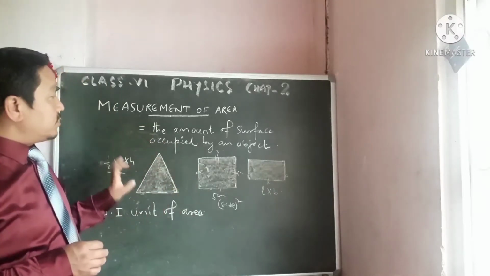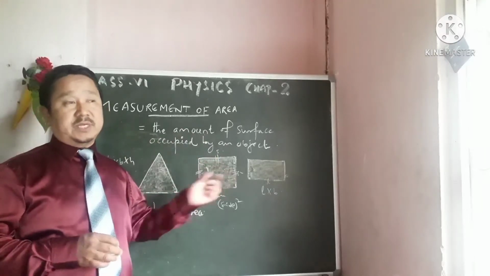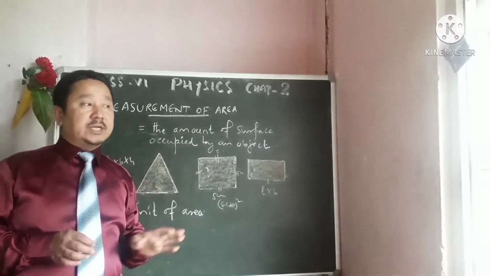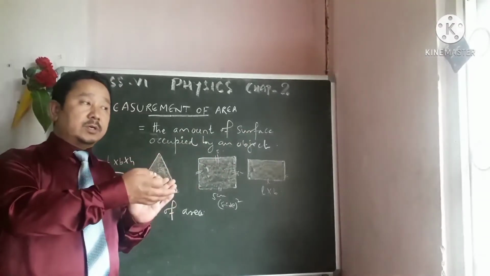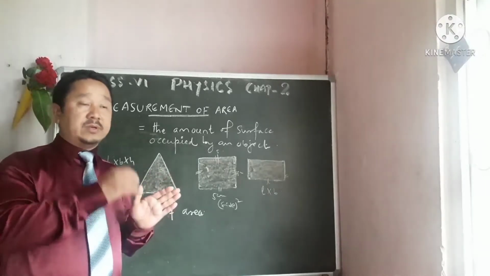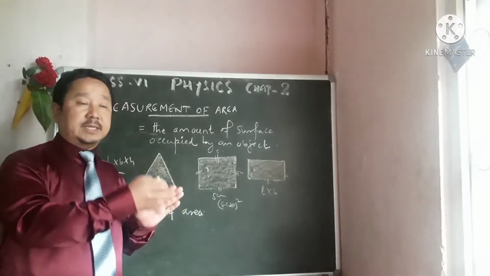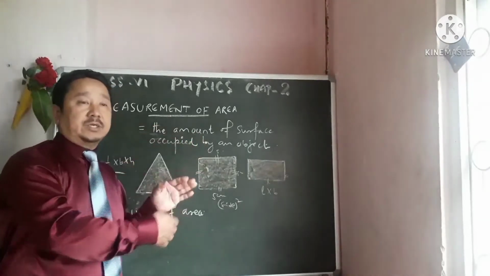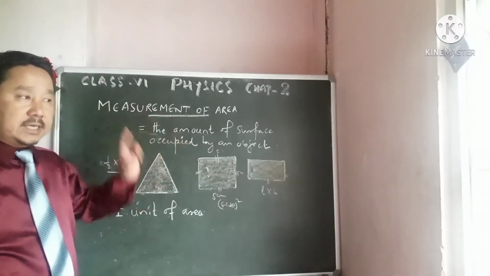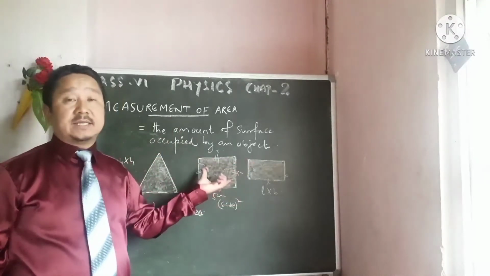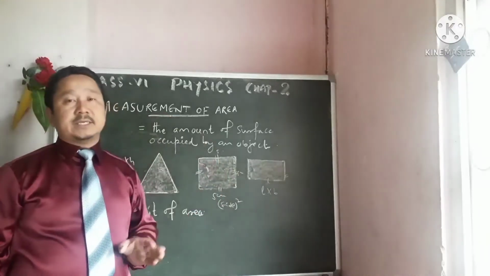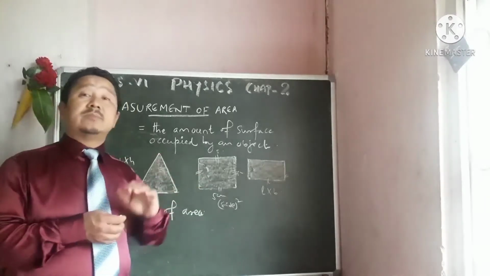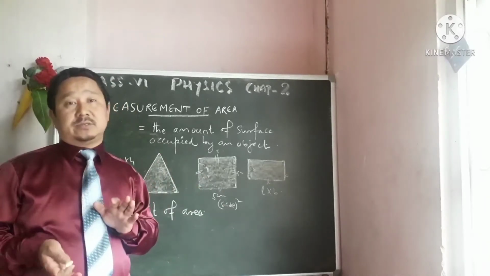So here what we have to understand is that area means the amount of surface occupied by an object, which is usually measured by taking the length and breadth. The length is multiplied by the breadth, and that way we can calculate the area of regular objects. But in some cases the shape is not regular, where we cannot take length and breadth. There some other methods are there, that we'll discuss afterwards.